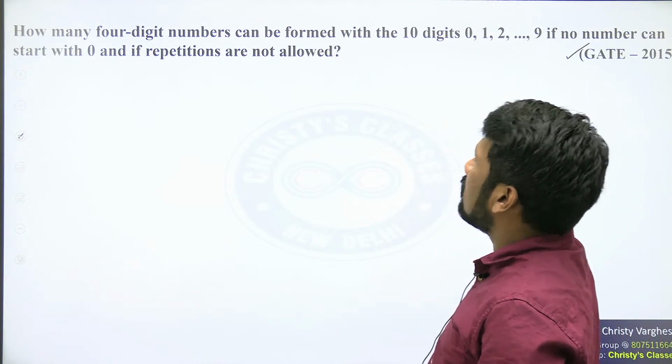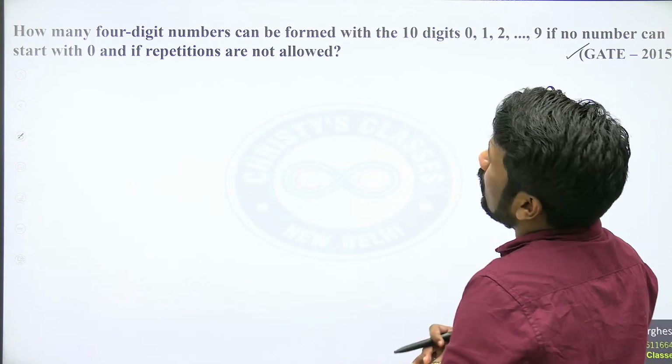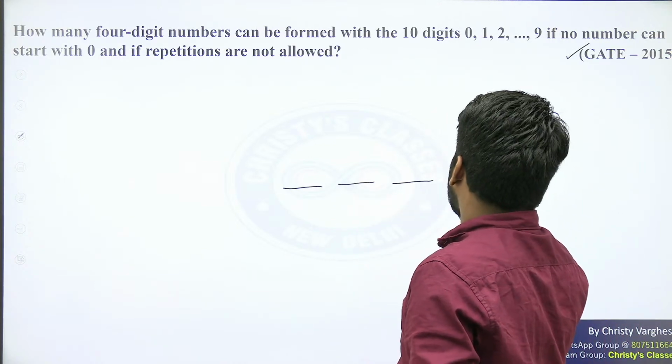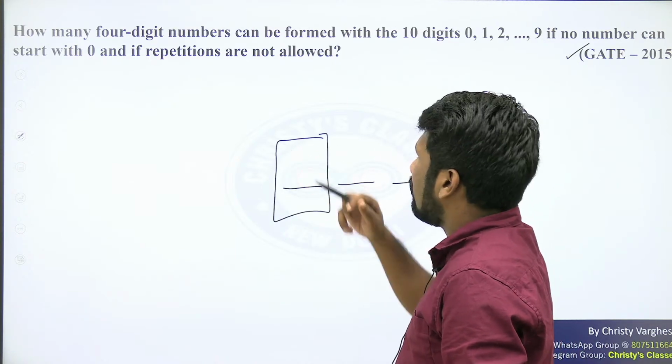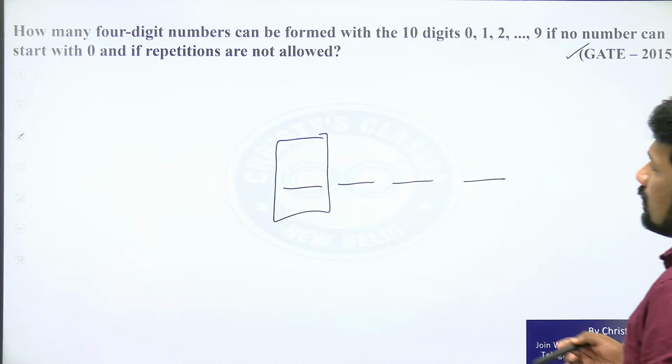How many 4-digit numbers can be formed with 10 digits, 0, 1, 2, 3, 4 up to 9, if no number can start with 0? Yes, a 4-digit number, no number starts with 0. So that is a constraint. This part is where we have a constraint. So we will start with that itself.